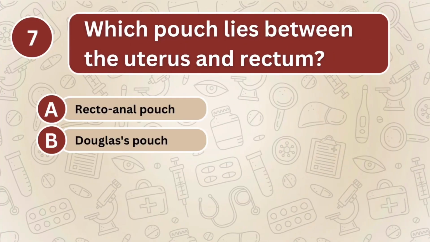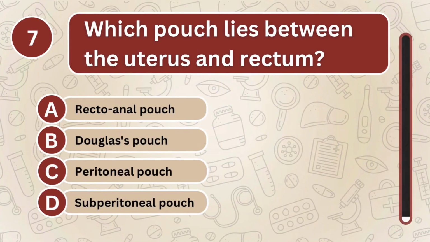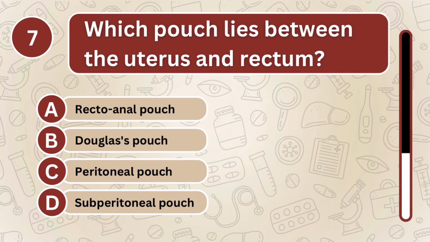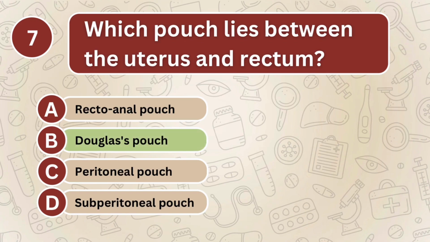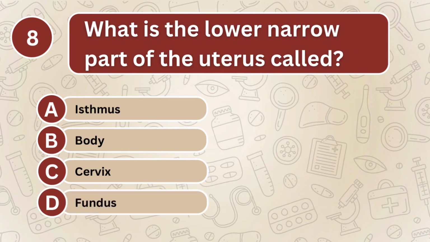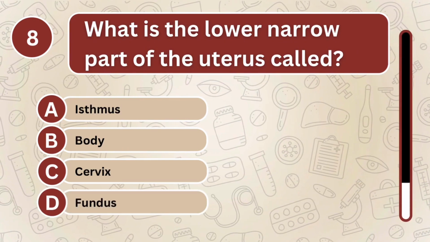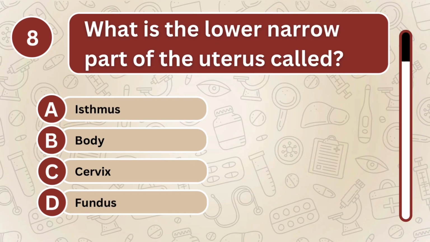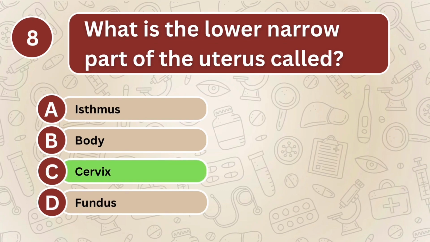Which pouch lies between the uterus and rectum? Correct answer is B. Douglas pouch. What is the lower narrow part of the uterus called? It's C. Cervix.